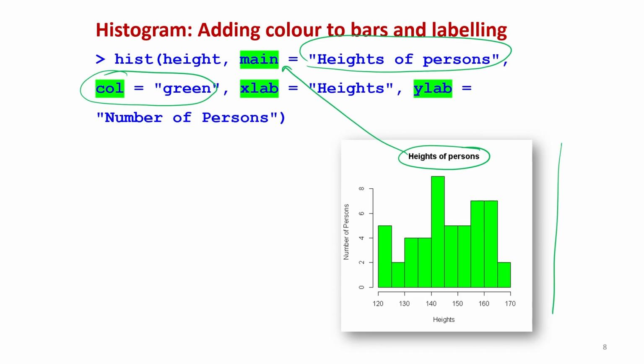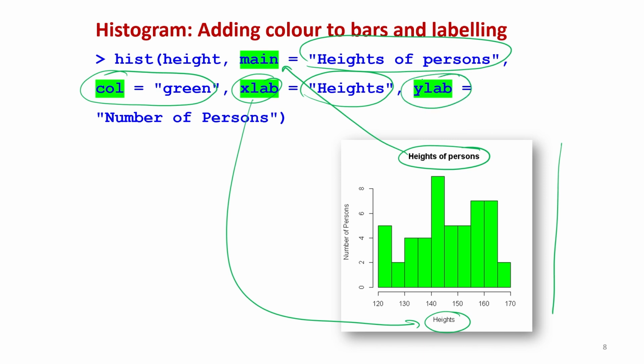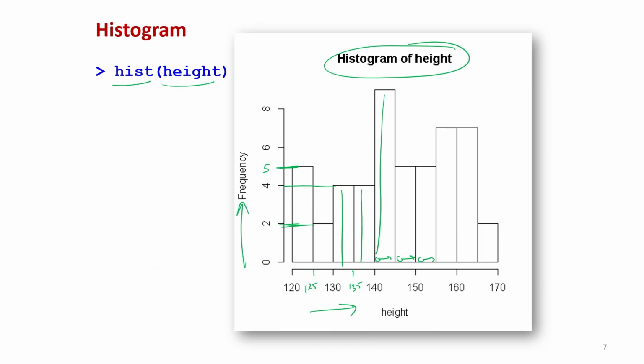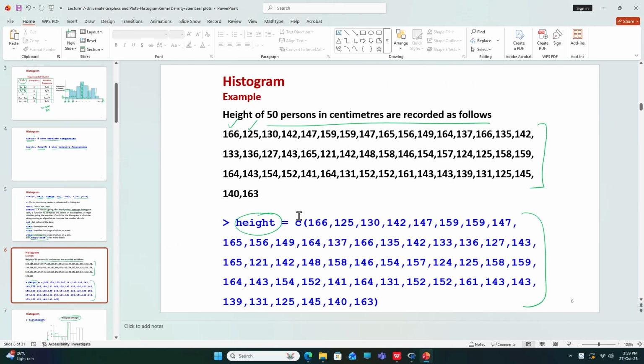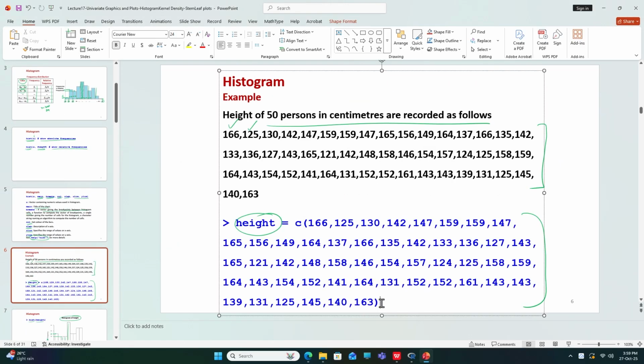Then similarly, by using xlab, you can specify what you want to show on the x-axis. Suppose I want to specify height, so I have to give heights inside the double quotes, and the same thing if I want to specify something on the y-axis, I have to give it in double quotes, number of persons, so it is coming here, right. So, let me first show you these things on the R console, and then I will move ahead with more examples.